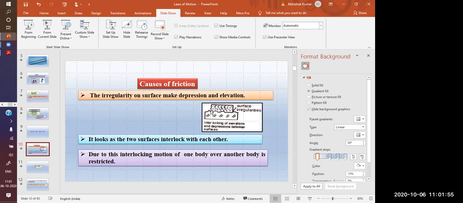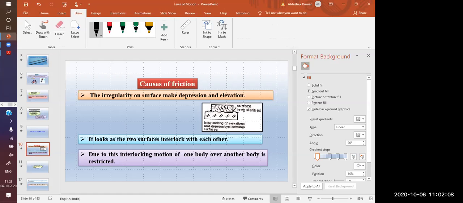There are parts from the upper one which go into the lower one, so this is interlocking with the lower surface. This is the main reason for friction. There is interlocking between these different surfaces, and that leads to friction. It looks as if the two surfaces interlock each other. Due to this interlocking, the motion of one body over another body is restricted. You cannot move it that easily.